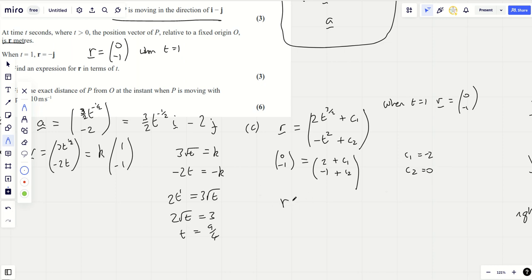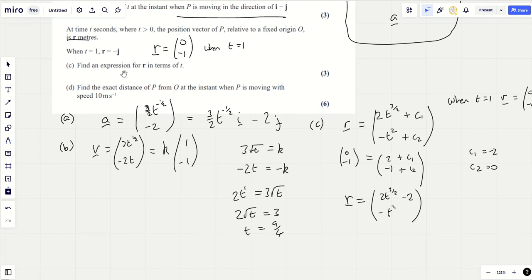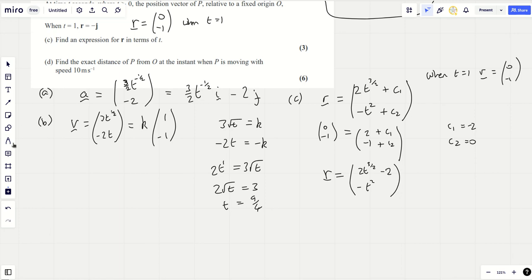And so now I know the general position. It's r equals 2t to the 3 over 2 minus 2, and then minus t squared. And that's the general position, and I've found the expression for r in terms of t. They might want me to write it in terms of i's and j's: 2t to the 3 over 2 minus 2 i, and then plus minus t squared j.